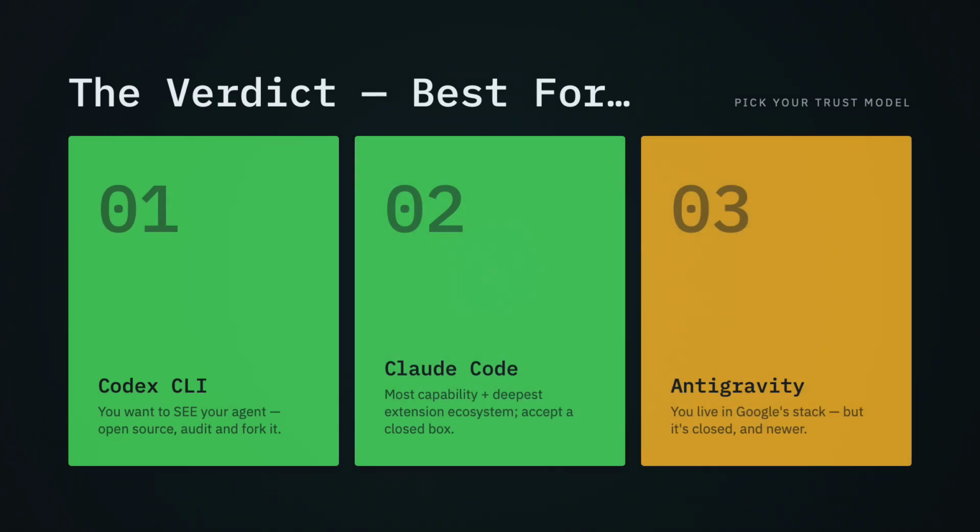So which should you actually use? If you want to see exactly what your agent is doing, audit it, fork it, trust the code and not the vendor, reach for Codex CLI because it's open source. If you want the most capability and the deepest extension ecosystem, and you don't mind a closed box, Claude Code. And if you live inside Google's stack and want an easy migration from Gemini CLI, Antigravity, just know it's another closed box and a newer one.